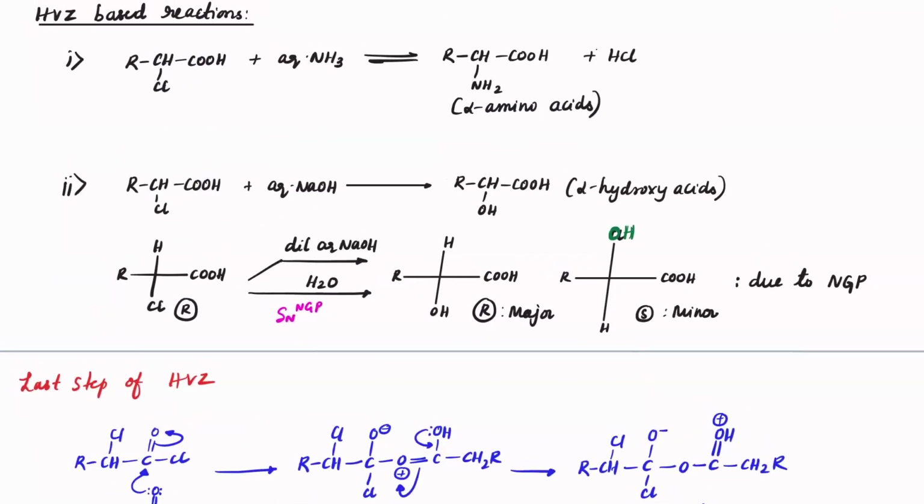Second, in case you use aqueous NaOH, first it will become COO minus, and the second mole will attack here, removing this chlorine, and thereafter you do hydrolysis, you'll get alpha hydroxy acid. Okay.